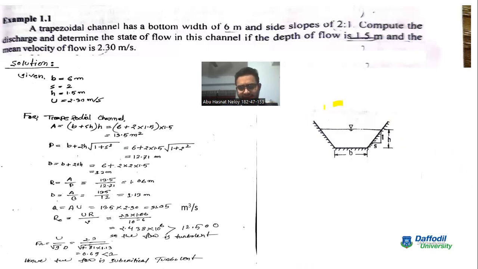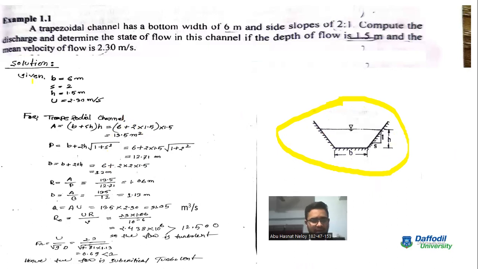Here is the cross-sectional figure of the channel. Now I'm going to solve the mathematical problem. For a trapezoidal channel, we already know the area is equal to (B plus SH) into H. All data are given: B is equal to 6 meters, S is equal to 1.5, h is equal to 1.5 meters. So we substitute the values and we get A is equal to 13.5 square meters.